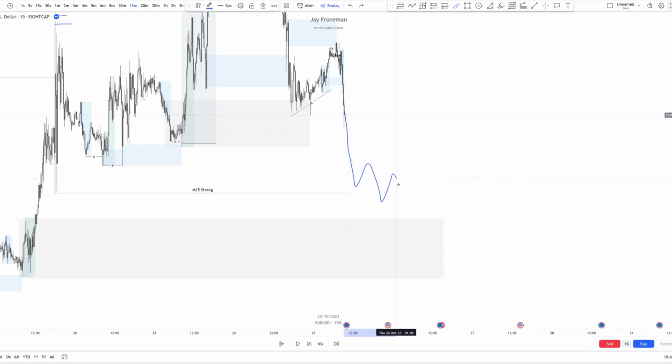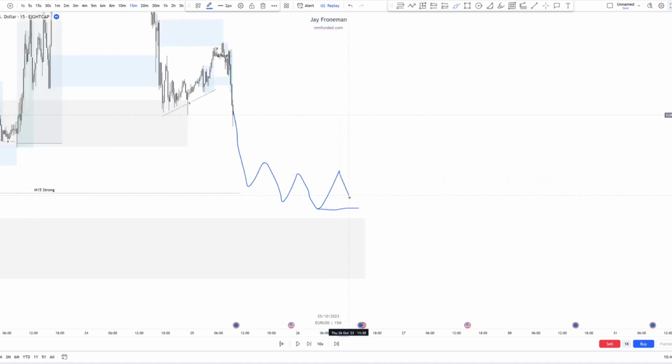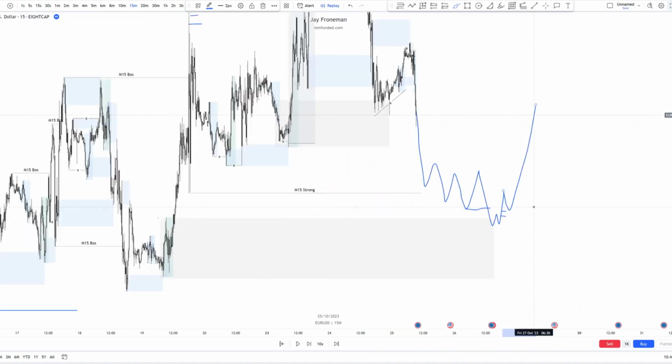Okay, so let's continue with this example. Asian lows, the probability of this demand, if price sweeps those Asian lows, prints that displacement fair value gap to go long, would be a 100% high probability valid trade plan going into session tomorrow morning.